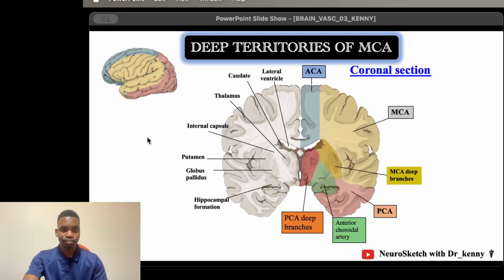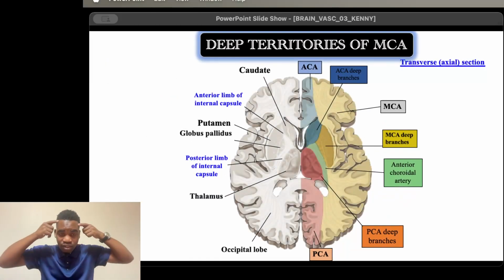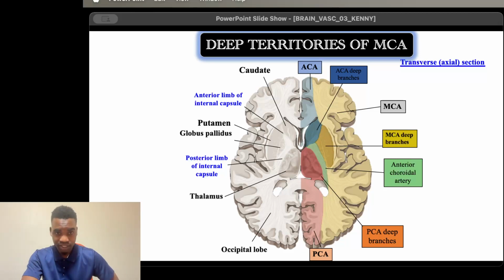And when you take the horizontal section, what we see is the middle cerebral artery will supply from this part here, which is anterior. So this is the anterior part of the brain, this is the posterior part. This will be the frontal lobe, and this will be the occipital lobe. So the middle cerebral artery supplies all the way from here to here. You see how wide the territory of the middle cerebral artery is.